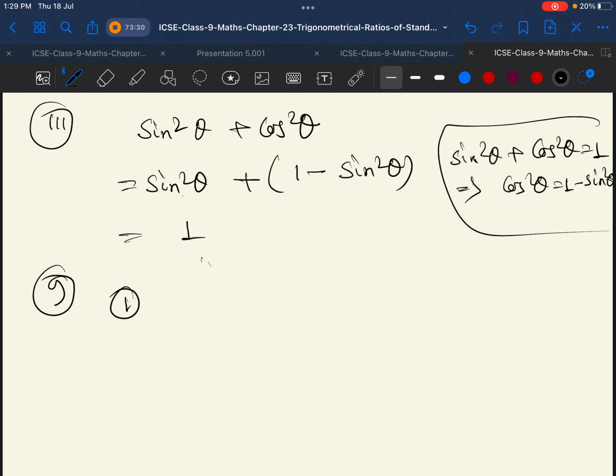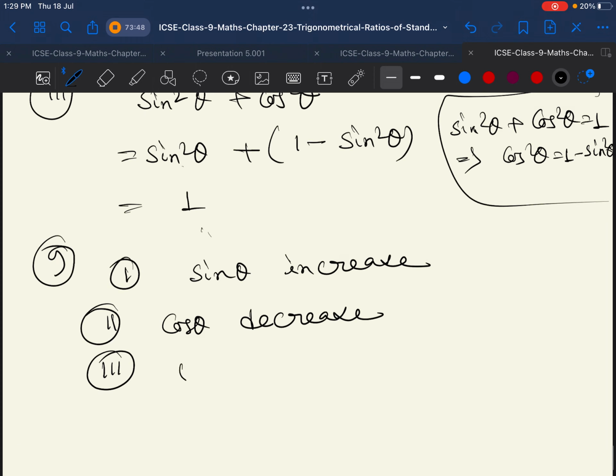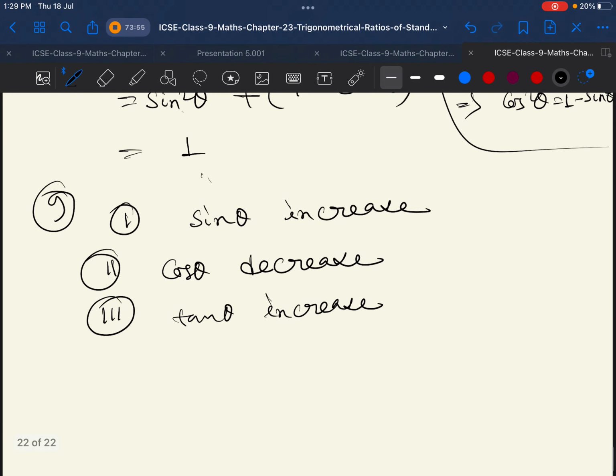So you write here: 1, when the angle increases, sin theta increases. And 2, when theta increases, then cos theta decreases. Question number 3, when theta increases, tan theta increases. Now question number 10.